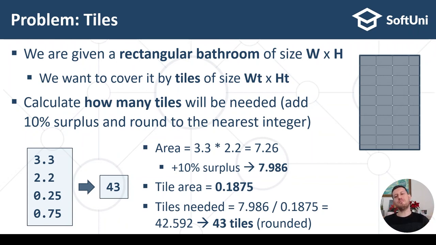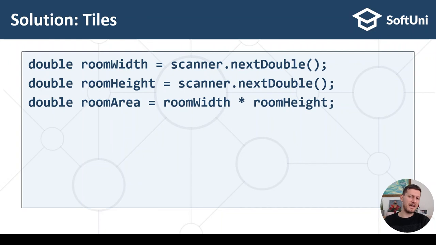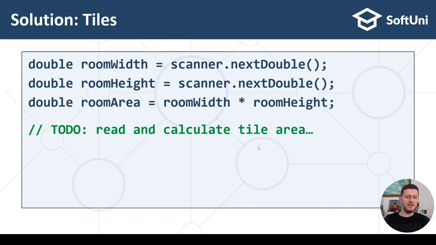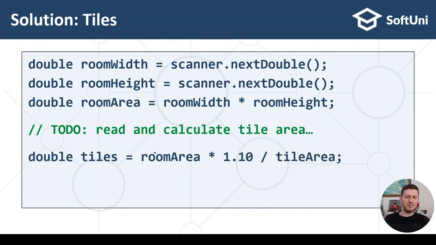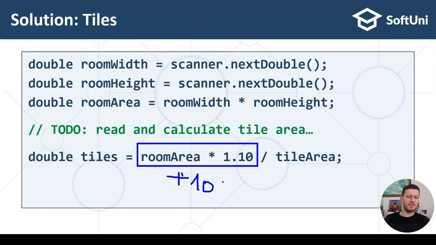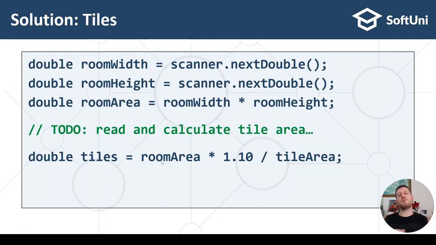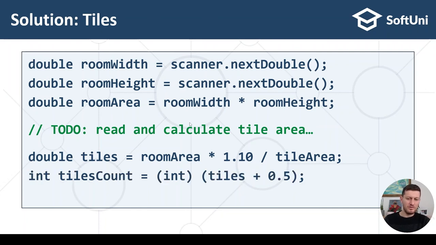I will not solve this problem because I want to leave it for you, but I'll give you some hints. So you can read the room width and height, and we can multiply them to calculate the room area. In a similar way, you can read and calculate the tile area. And when you multiply the room area by 1.1, this is the area plus additional reserve of 10 percent. And when you divide this to the tile area, you will find exactly how many tiles you will need, but this will be a floating point number. It will not be an integer. So you can round up like this.